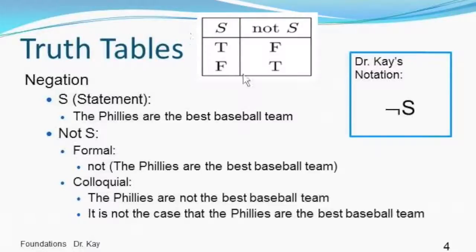But you should, of course, be familiar with this kind of a truth table. Since we're doing not, we just have one statement, S, which is true or false. And if S is true, then the negation of S, not S, is false. If S is false, then the negation of S, not S, is true.